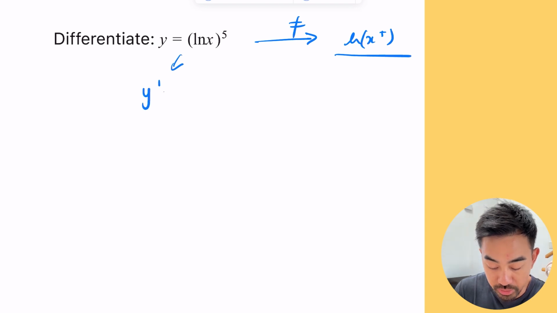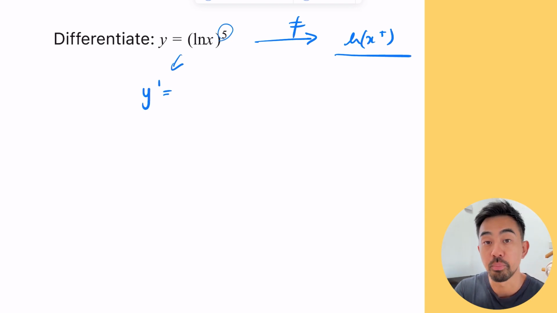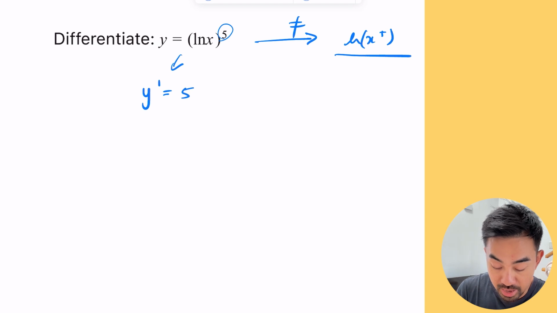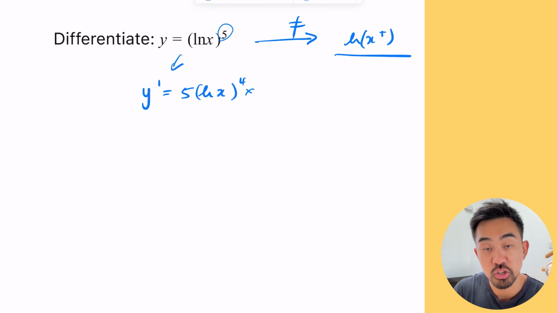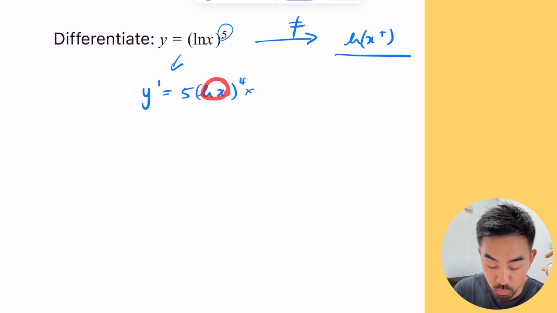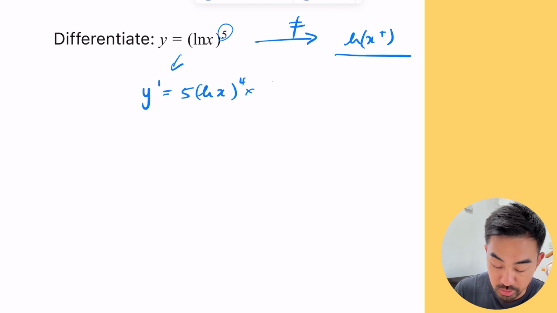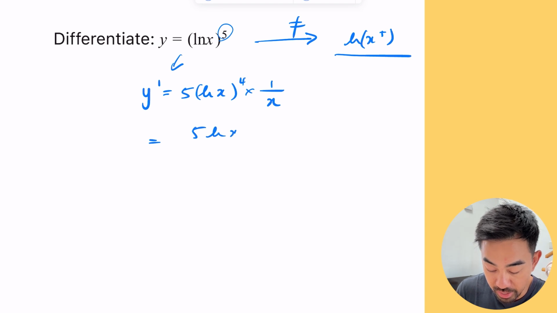So what I need to do is, because the power is on the outside, I need to bring it to the front, make that 5 (ln x) to the power of 4. And then this is chain rule. So now I need to differentiate by what's inside. So the derivative of ln x is just 1 on x. So my final answer should be 5 (ln x) to the power of 4 over x.